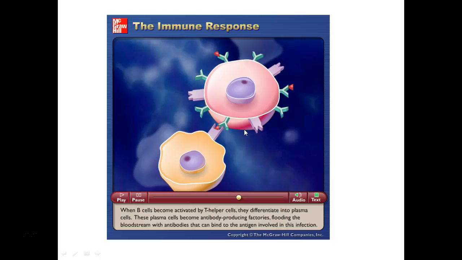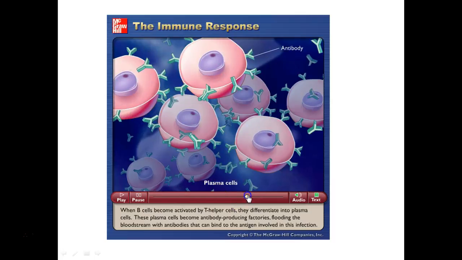But again, this is a secret handshake, a confirmation. This helper T cell is telling that B cell, yep, I recognize that guy. He's bad. You better do what you need to do. And what is a B cell going to do? Instead of having the antibodies on its surface, because then they're stuck there, it's going to actually secrete them. And when a B cell turns into an antibody secreting cell, it's referred to as a plasma cell.